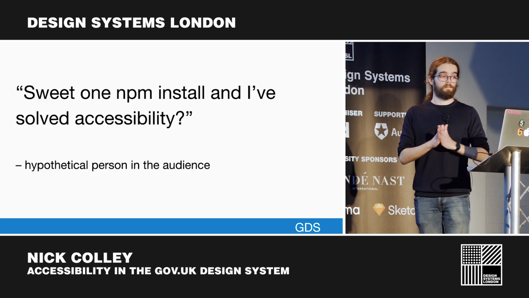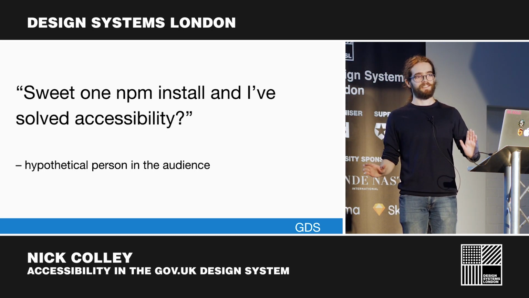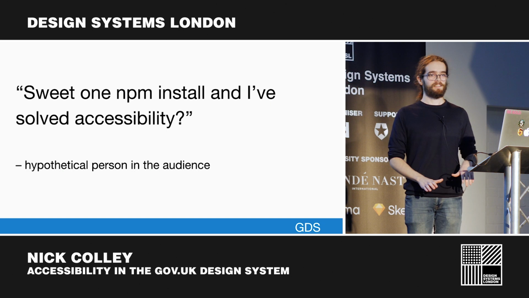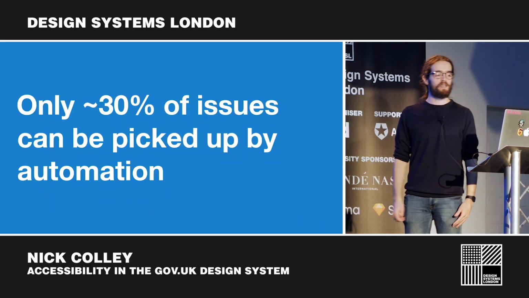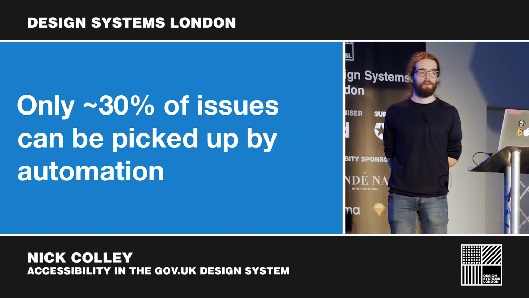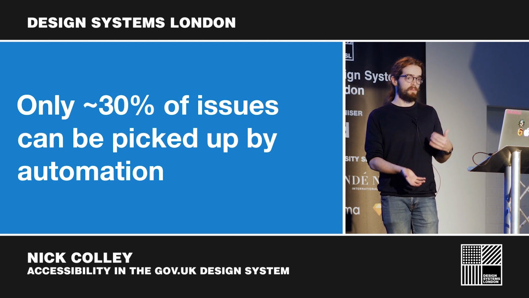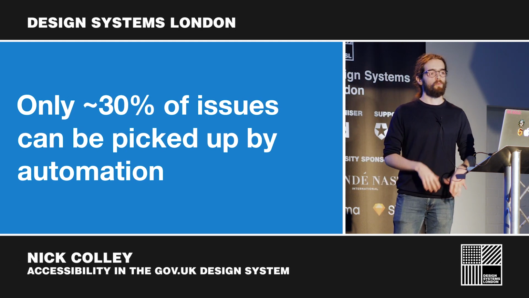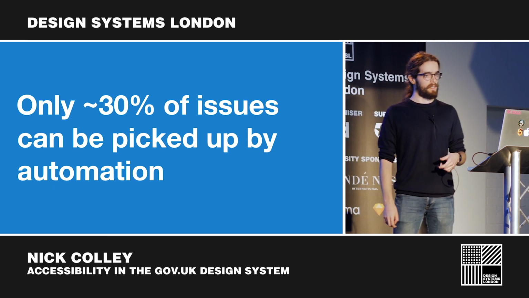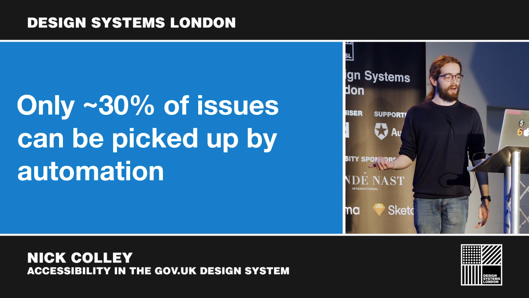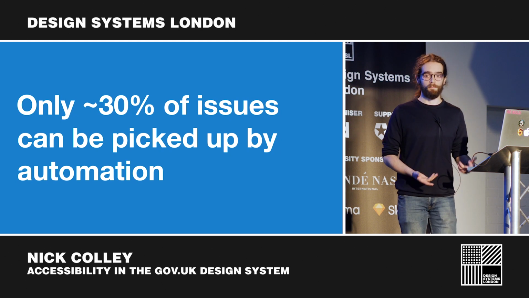You might be thinking, sweet, I'm going to install this, and then all my accessibility issues, they've gone away, that's it. Yeah? All right. Only around 30% of issues can be picked up by automation. So the accessibility team at GDS went through as many automation tools as they could, and they built the worst web page in the world. So they tried to make the least accessible web page they could think of, and it could only find 30% of issues. So the rest of 70% needs to be done by people.